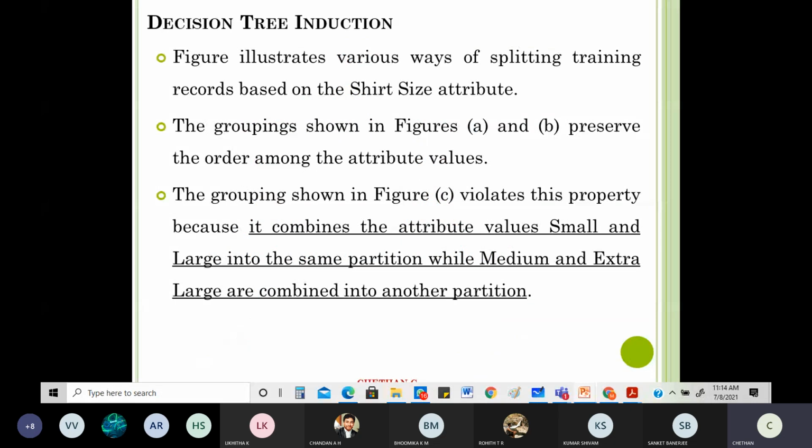Okay, next one. You can see this. The figure illustrates ways of splitting the training records based on the shirt size attribute. Groupings 1 and 2, which is with regard to figure A and B, not a problem. They preserve the order among the attribute values.